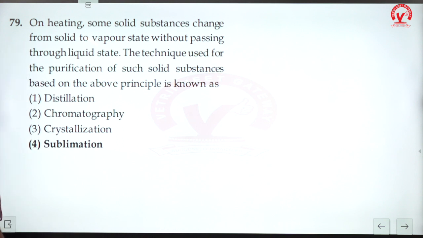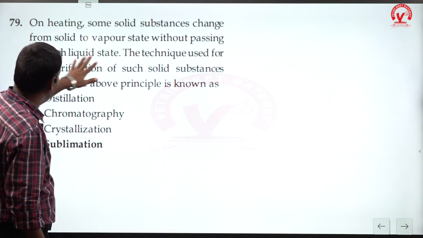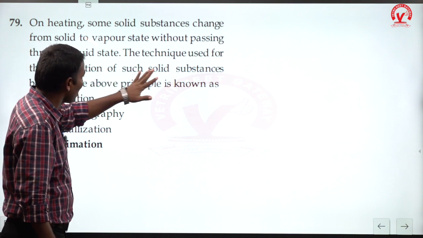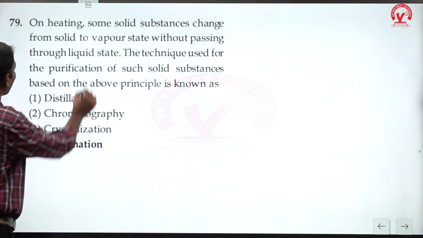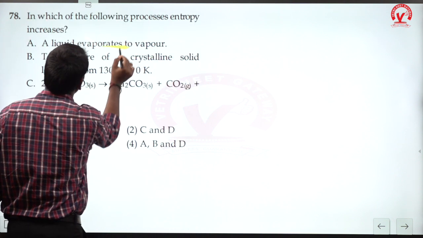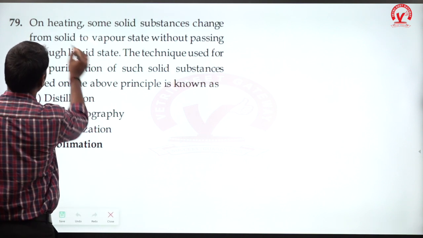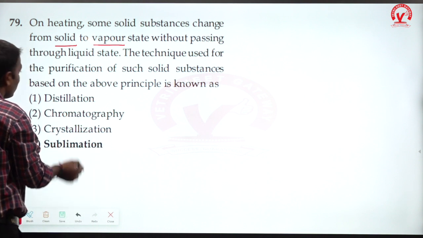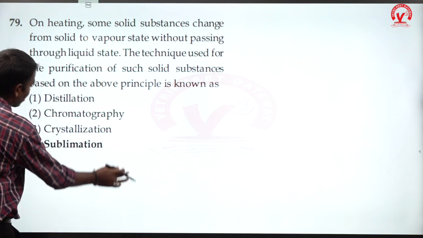Question number 79. On heating, some solid substances change from solid to vapor state without passing through the liquid state. The technique used for the purification of such a solid substance based on the above principle is known as, right? That is, solid changes directly to vapor state without changing to liquid state. That is sublimation. The process is called sublimation. Then move on to the next question.